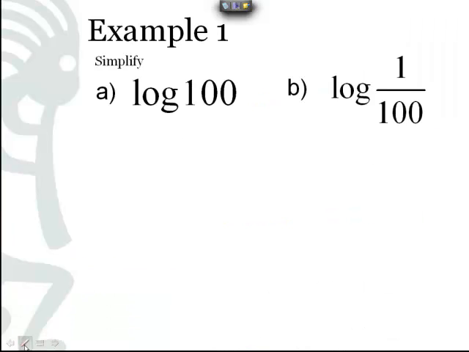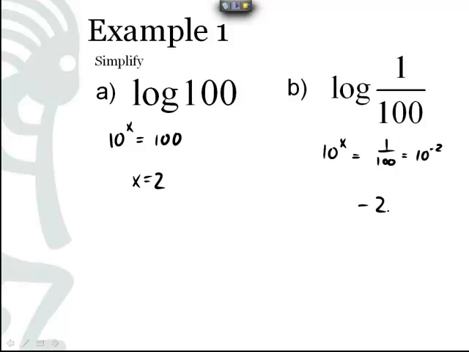So here we get an example of a few of those common logs. This question basically is asking the same thing as, what power do I have to raise 10 up to make 100? Or 10 to what power equals 100? So this whole thing will evaluate to 2. Same argument here, I'm asking myself the question, what power do I have to raise 10 up to make 1 over 100? 1 over 100 you might think about as 10 to the negative 2, and now I have my answer. So this logarithm of 1 over 100 equals negative 2. It actually evaluates to the number.